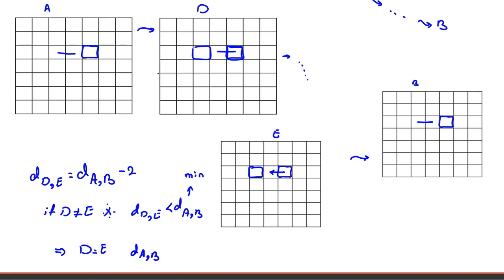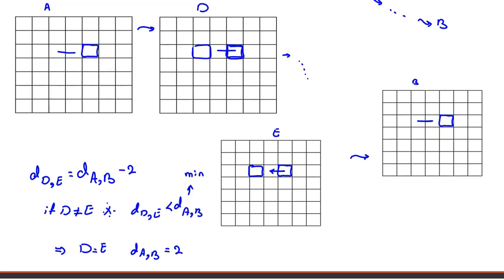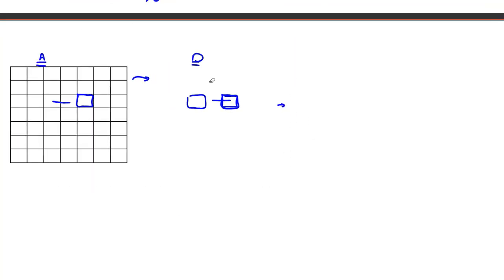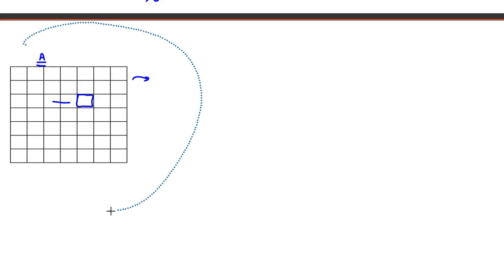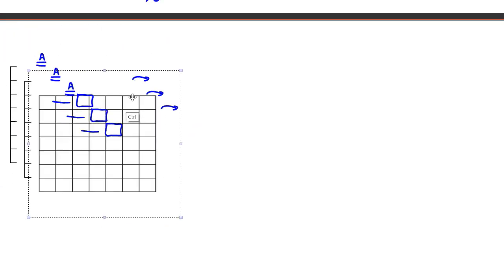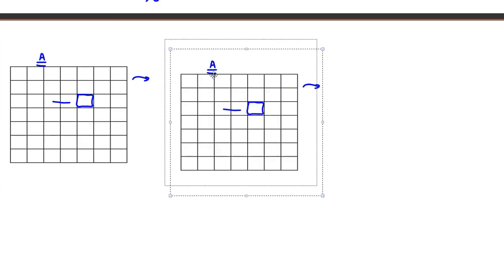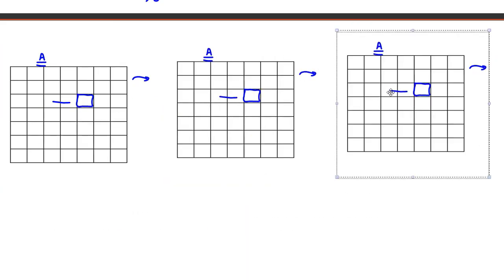It means the distance of A and B is what? One step, two steps is 2. So now let's analyze. It means that we have A, then D, then B. So let's draw these three configurations only. Control C here, Control V. Let's copy B again. Okay, we can also copy by this. Control C, Control V, this part, Control V again, this part.